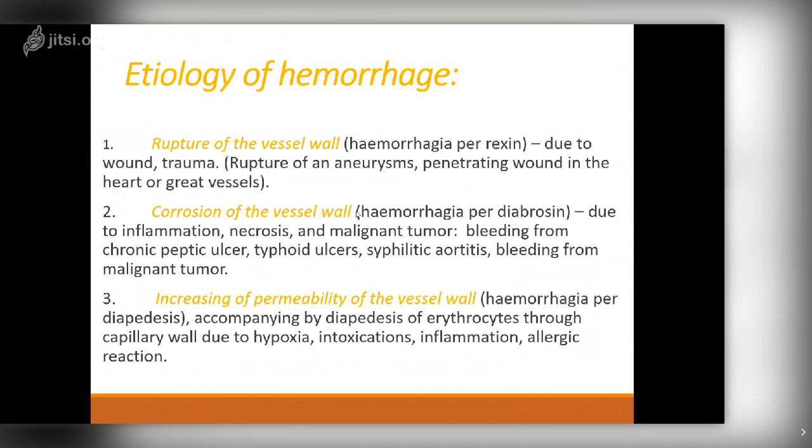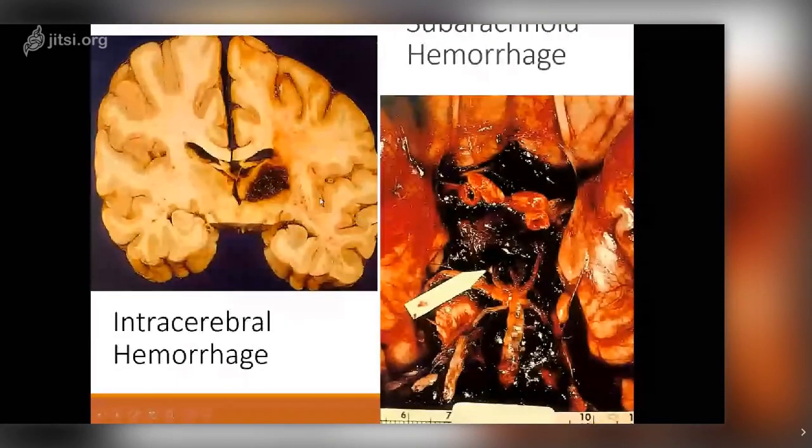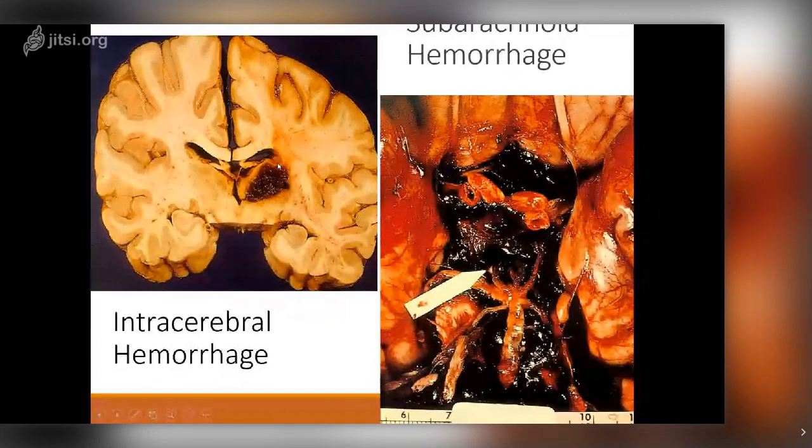Also, hemorrhages may occur due to a severe increase in permeability of the vessel wall, when a lot of RBCs will be pushed out of the vessel. Of course, in this case, usually we deal with small, minute hemorrhages like petechia or purpura, and usually it occurs if there is damage of endothelium due to some toxins, due to hypoxia or some allergic reactions. For example, here you see intracerebral hemorrhage in the form of hematoma.